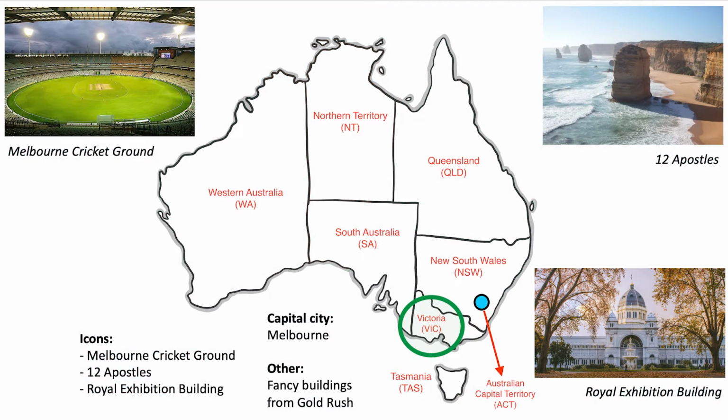Okay, now Victoria. This is the smallest of the mainland states, and its capital city is Melbourne. A lot of the fancy buildings in Victoria were built from the wealth created by the gold rush of the 1850s. Some of Victoria's icons include the Melbourne Cricket Ground, the 12 Apostles, and the Royal Exhibition Building.